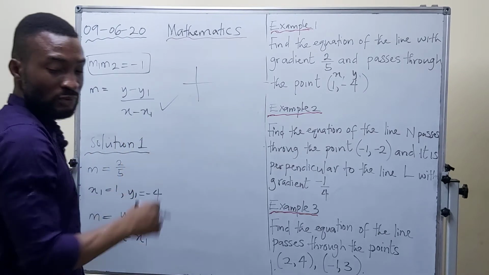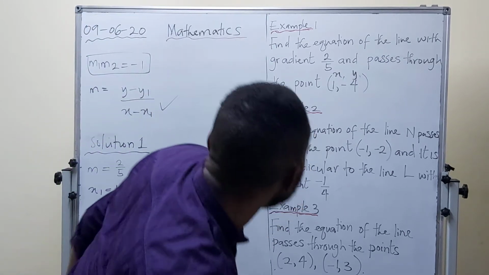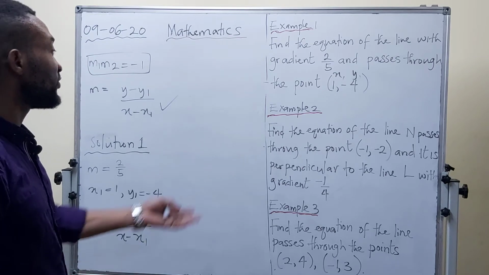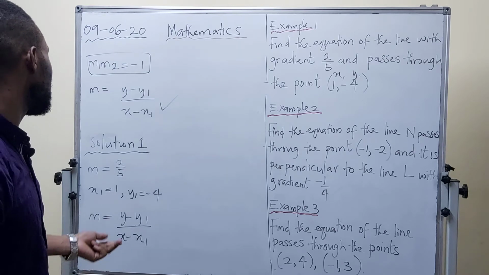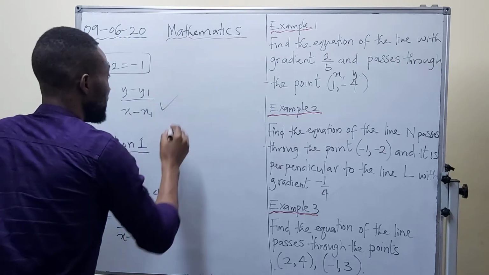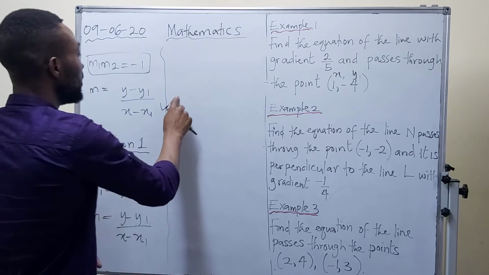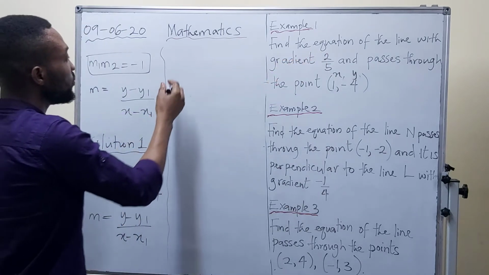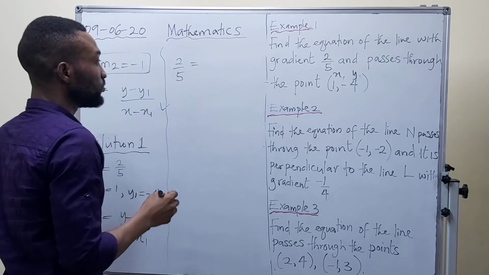So here I go. I wrote my formula out, so I want to apply all the givens that I have into the formula. So now I have my m, and that should not bring confusion. I have my m here already, which is 2/5, and 2/5 is equal to the y.